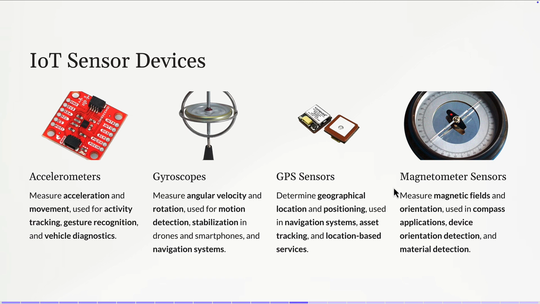This sensor is the accelerometer I talked to you about. It's able to provide the information about the acceleration, and it is used for activity tracking, gesture recognition, and vehicle diagnosis. These are found in mobile phones now, and they are able to detect different types of human behavior. Gyroscope measures the angular velocity and rotation, used for motion detection and also for stabilization. This is used in navigation systems.